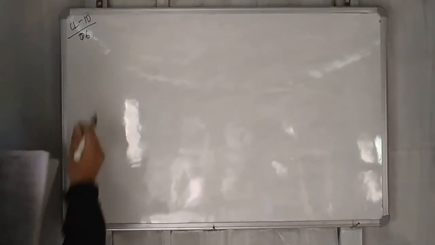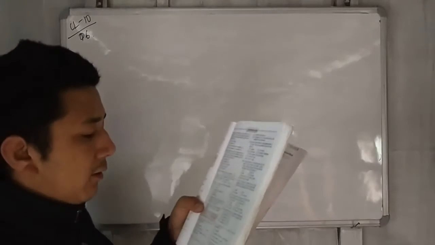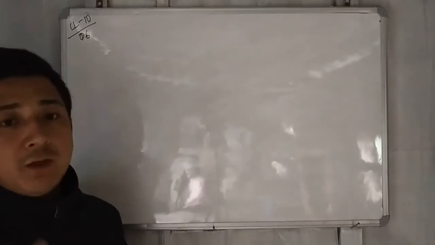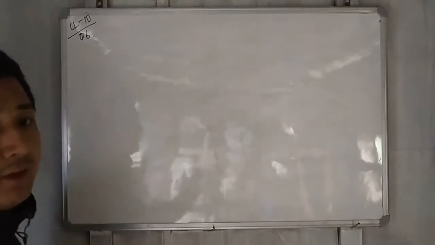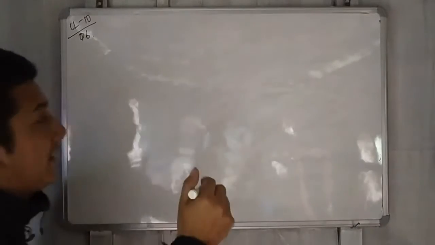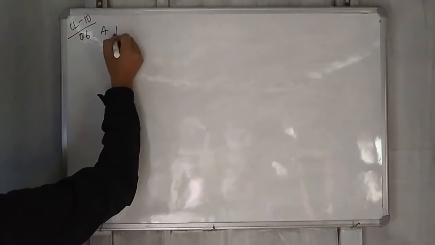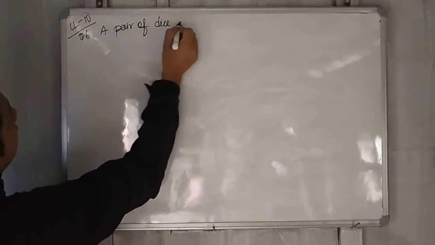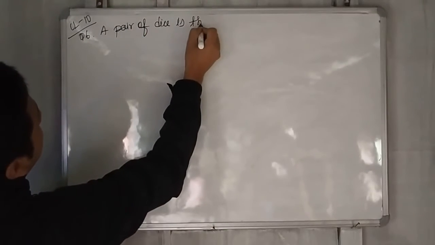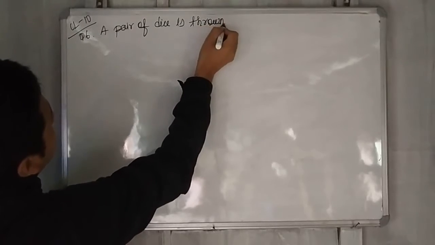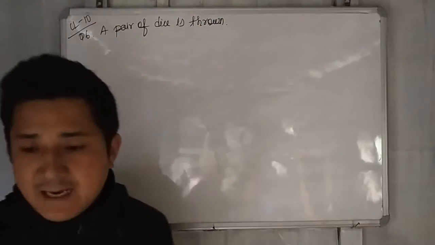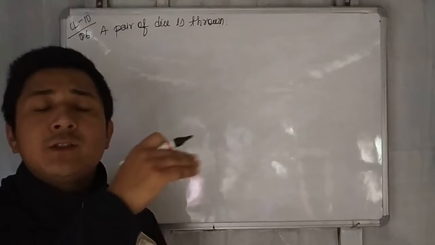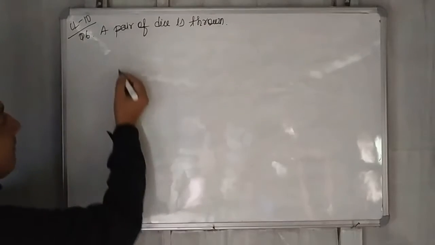In question number 6, you read the question. A pair of dice is thrown. The experiment out here, we are throwing 2 dice at a time. So when I throw a pair of dice, the results I will get form the sample space.